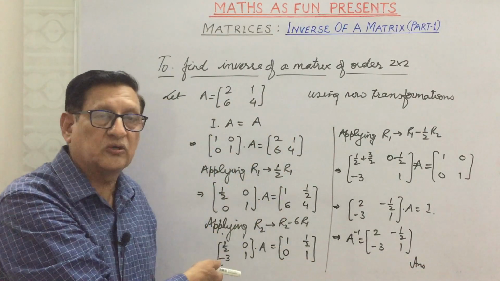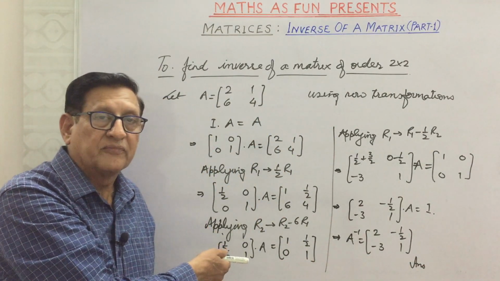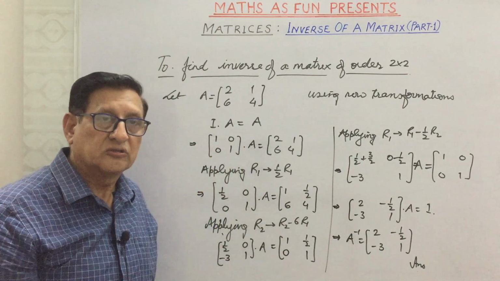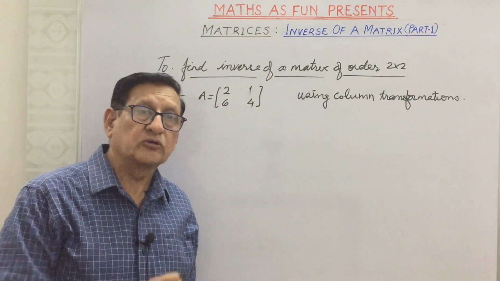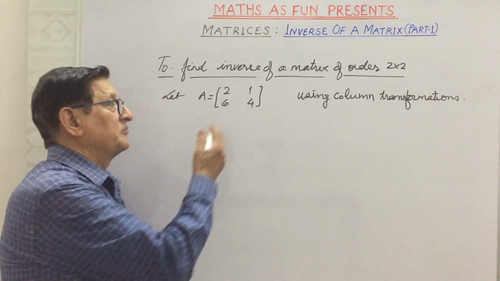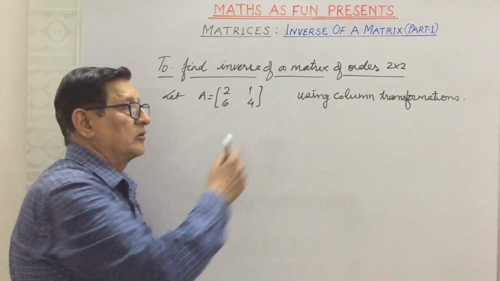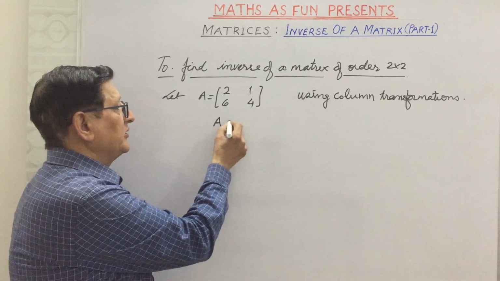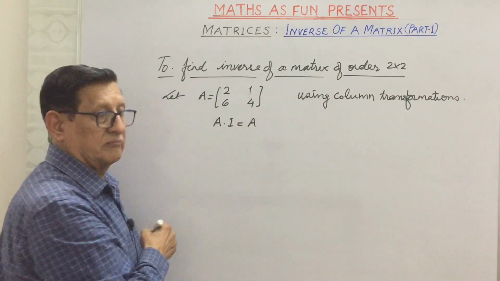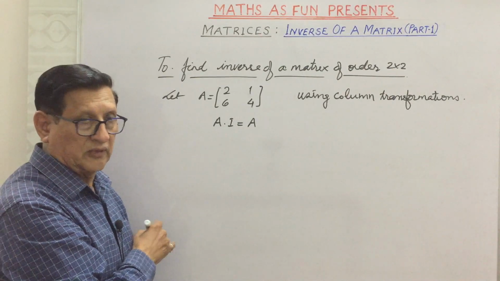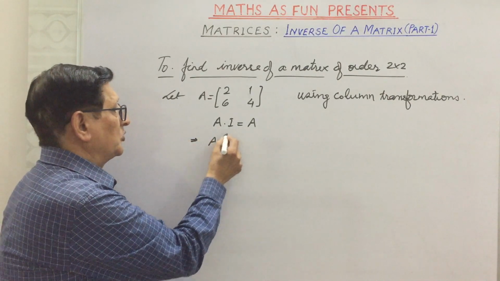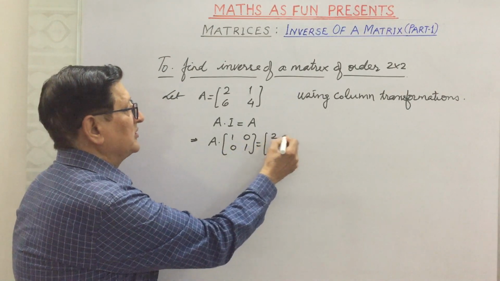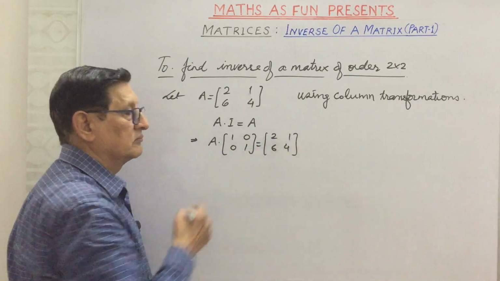This is the way we can make use of row transformation to find the inverse of a matrix of order 2 into 2. Now we will find out the inverse of the same matrix by using the elementary column transformations. For that we will write here A into I is equal to A. And we write here A into the unit matrix 1 0 0 1 equal to A, which means 2 1 6 4.